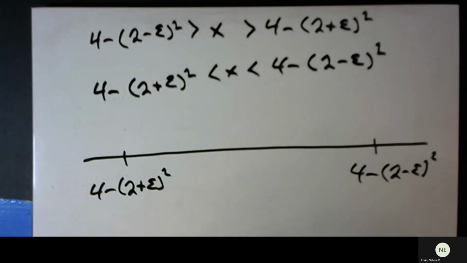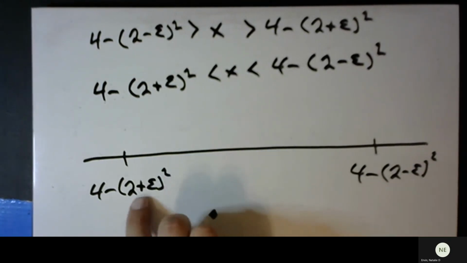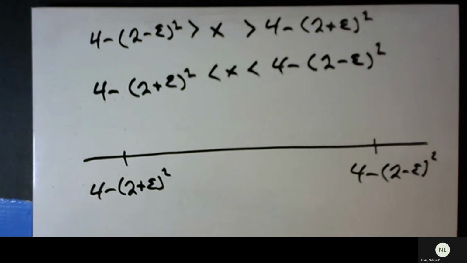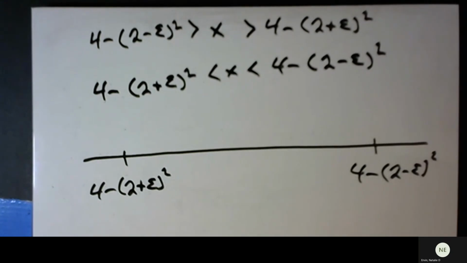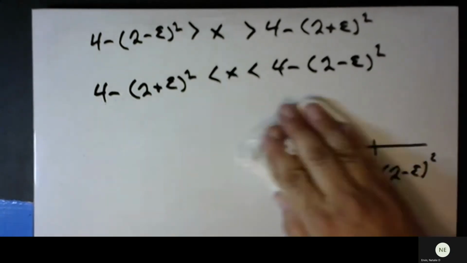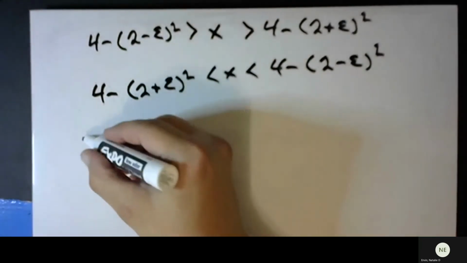So we're going to have x somewhere in the middle. Now, here we have (4 minus 2 plus epsilon) squared. What might help us here is we can try to FOIL the 2 plus epsilon. Let's see if that's going to help do some cancellation. It will make this a little easier.